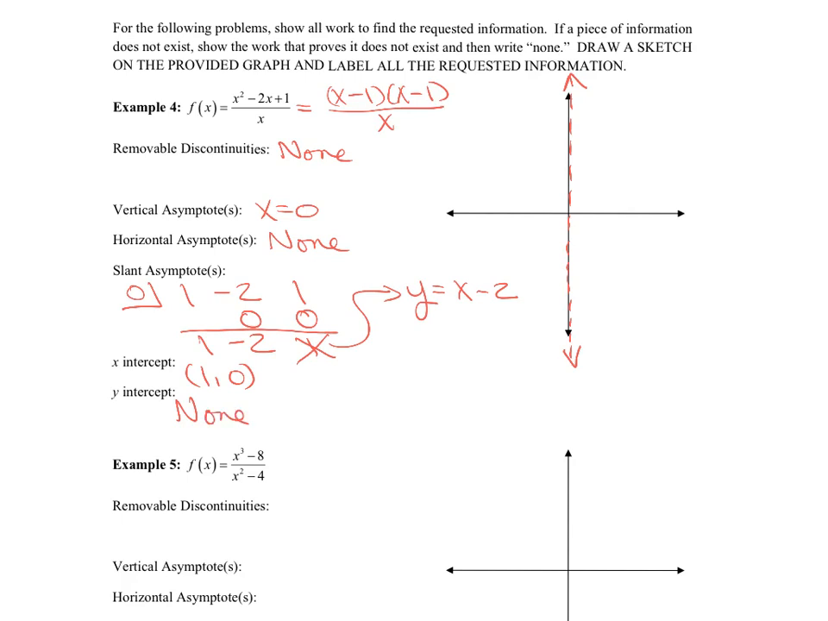So let's go ahead and graph it. Y equals x minus 2 looks approximately like this. And again, make sure you plug this into your calculator and graph it so you get a better sense of what the branches look like.